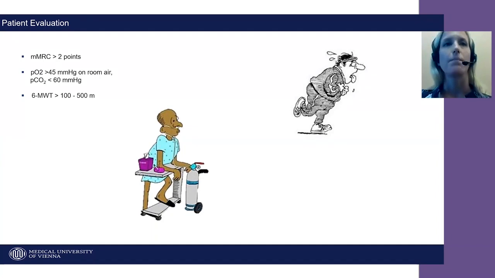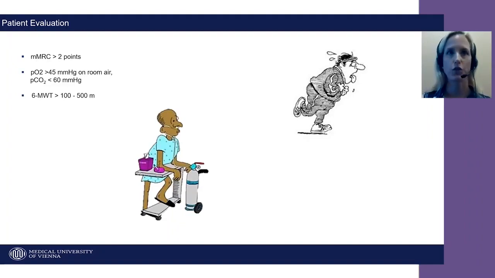Patients with a severe hypoxemia with a PaO2 less than 45 mmHg on room air, or patients with a severe hypercapnia with a PCO2 more than 60 mmHg should be excluded from the valve treatment for safety reasons. Furthermore, the patient should have some level of preserved exercise capacity.